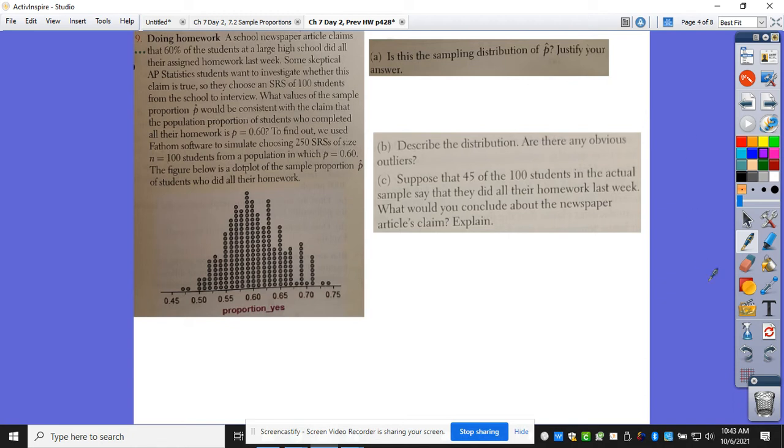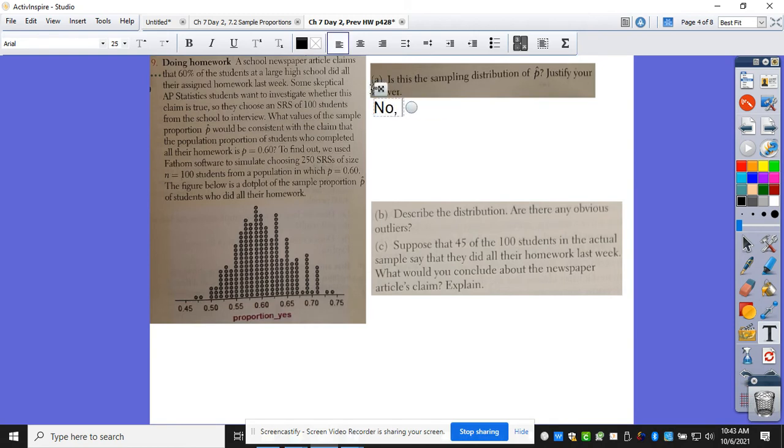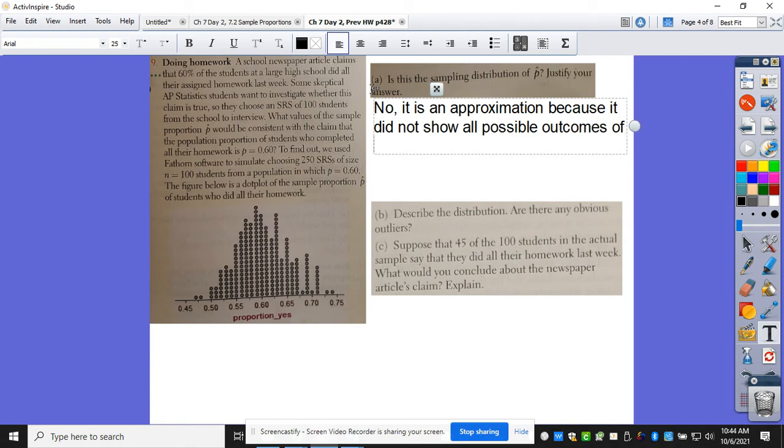So is this a sampling distribution of p hat? This is the whole point of yesterday. Is this a sampling distribution? Why? It's an approximation. Because each dot represented 250 students. Oh, wait, no, 100. There are 250 of them, but there were 100. So this was an approximation because they did not actually have a dot for all possible samples of 100 students from the school. So that would be a whole lot more than 250.